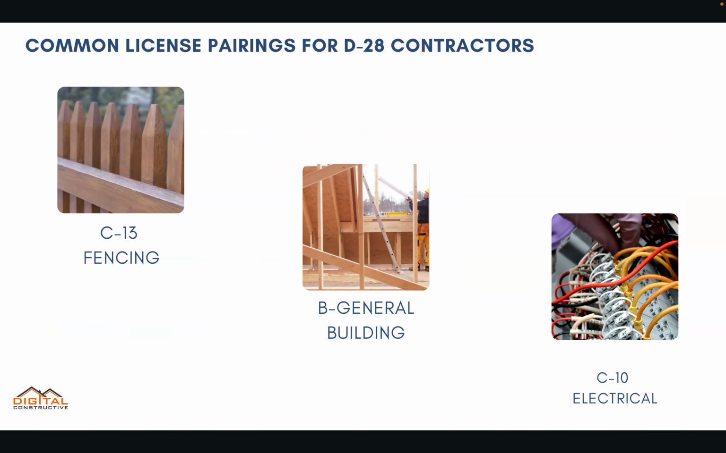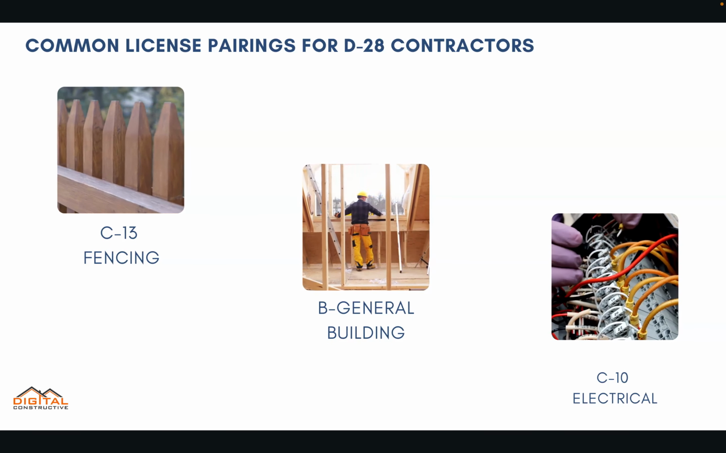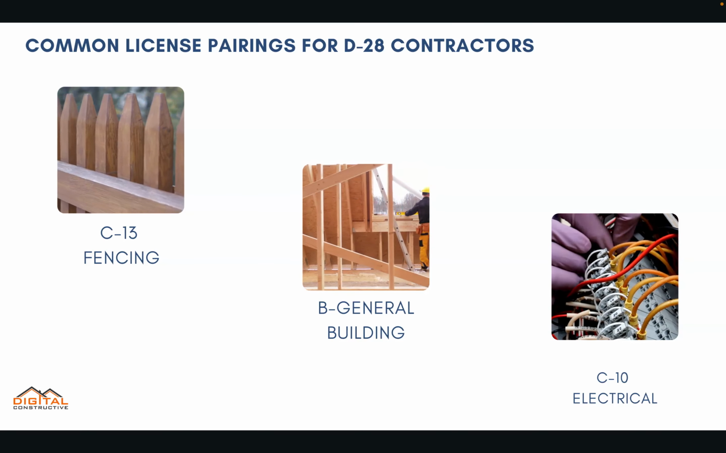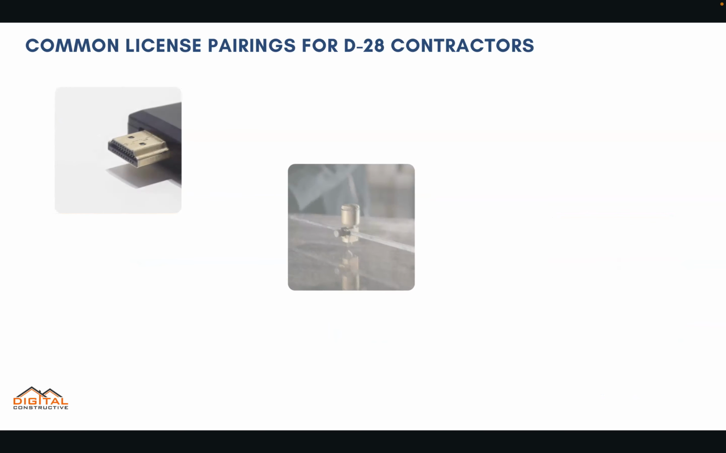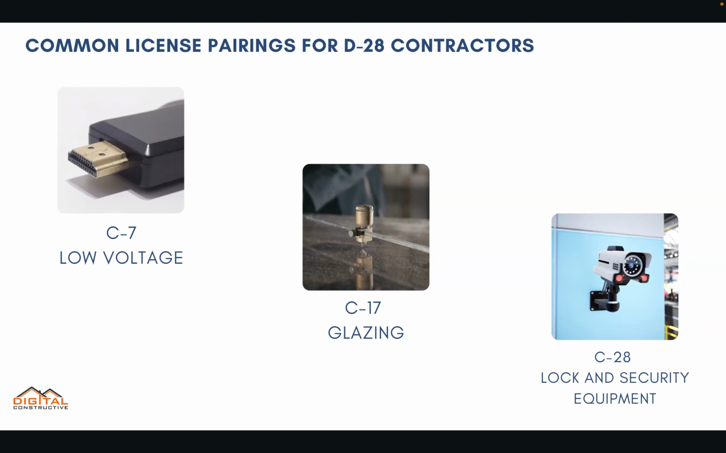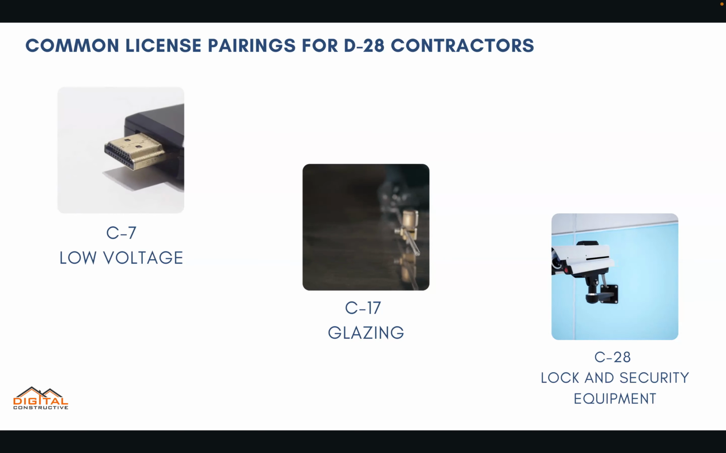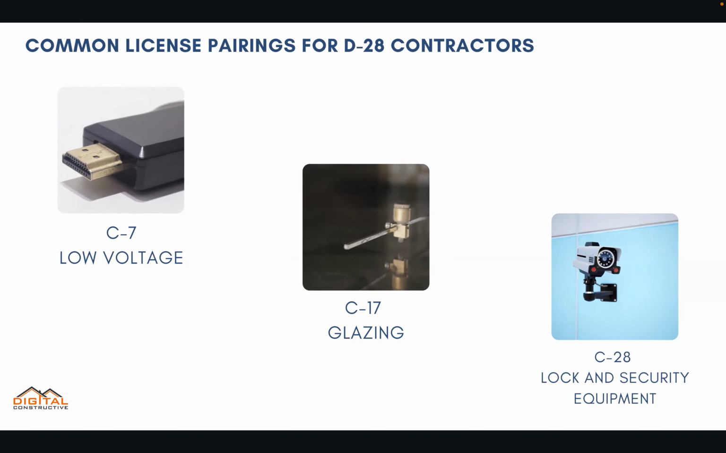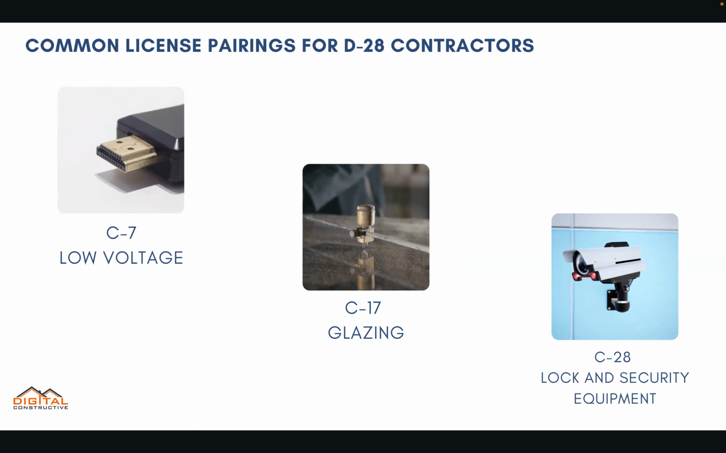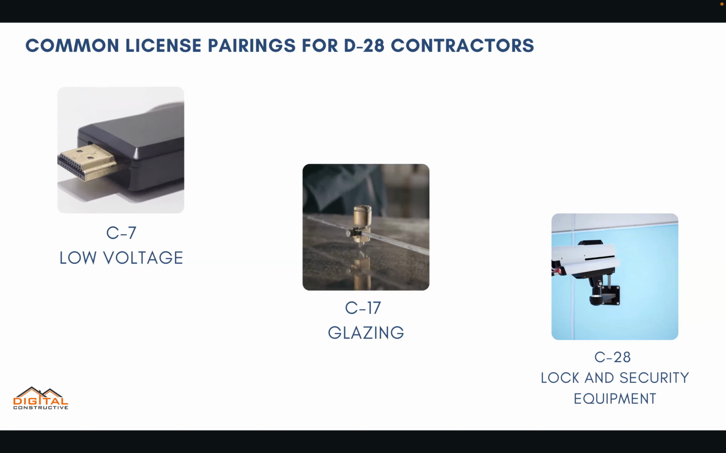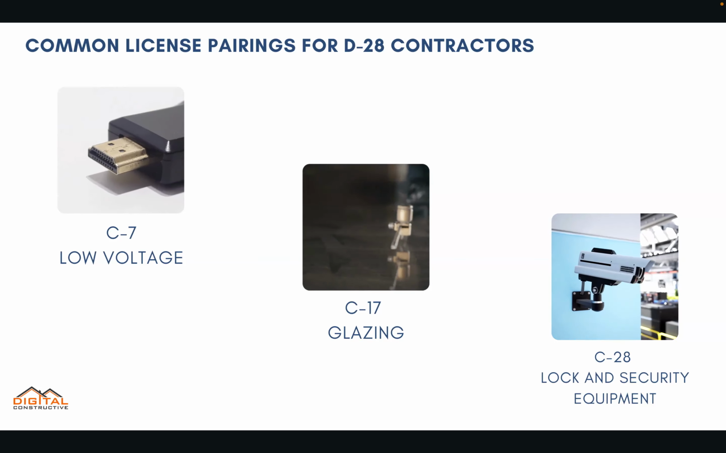Now, in the state of California, contractors can hold multiple classifications. The most common additional classifications that D-28 contractors hold are the C13 fencing license, the B general building license, the C10 electrical license. Also, you have the C7 low voltage license, the C17 glazing, and the C28 lock and security equipment license. Now, these are all related, additional licenses that many D-28 contractors get. Now, you have to have the actual experience in order to add on an additional classification, and we've got plenty of information about holding multiple contractor licenses on our website.